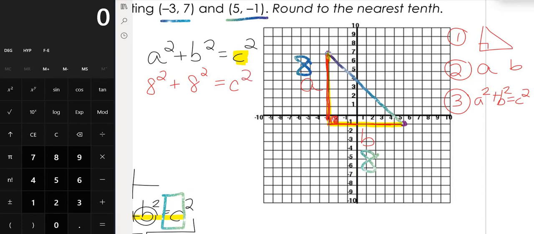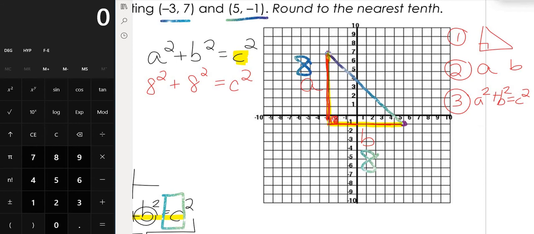Notice I never deal with any negatives here. I'm just counting the boxes up, counting the boxes to the right, and I don't care about negative or positive. This isn't like slope. I'm just counting the boxes to figure out the length of those two legs that I just created. All right, let's go ahead and do the math.